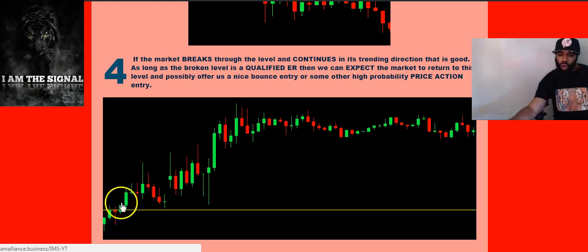Now when the market opened and closed above that level, this level now becomes a support level, right? First it was a target, now it becomes a support level, and is a qualified Enrico's rift. So I will be waiting for the market to eventually return back to this level, right?